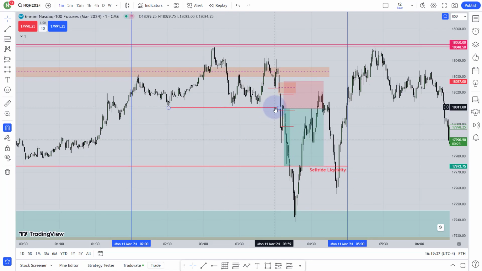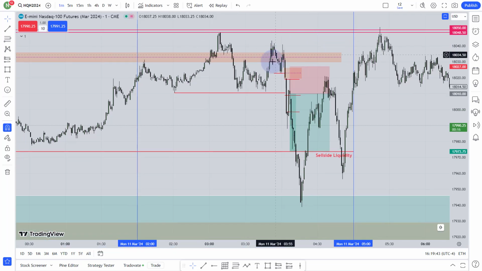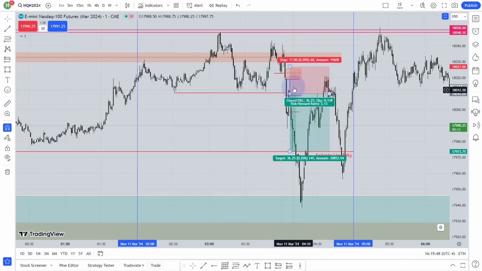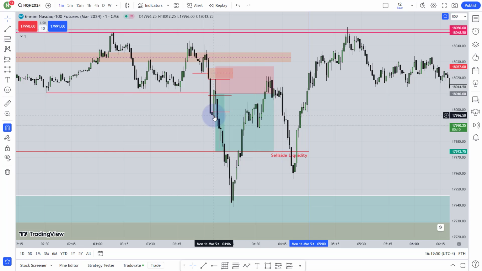So this is sell side liquidity as well. Market went a little higher one more time, and it came to the 15-minute last fair value gap. When price came here, it gave me the market structure shift, and then there was an immediate reaction. See, after making this fair value gap, the very next candle has traded into this fair value gap.